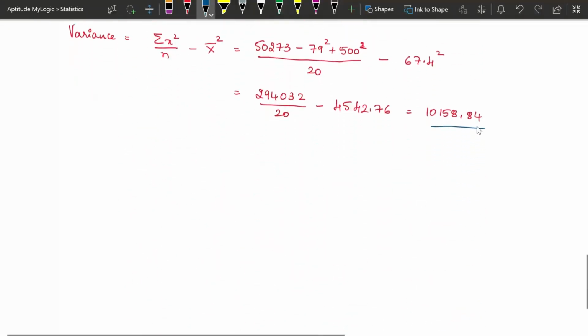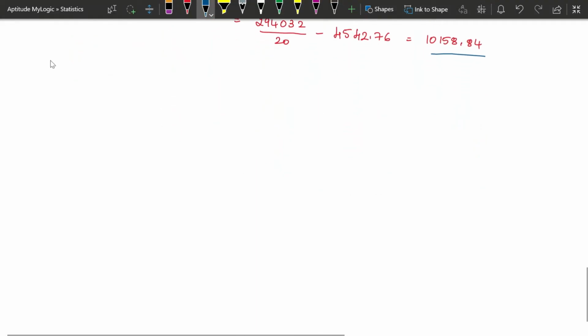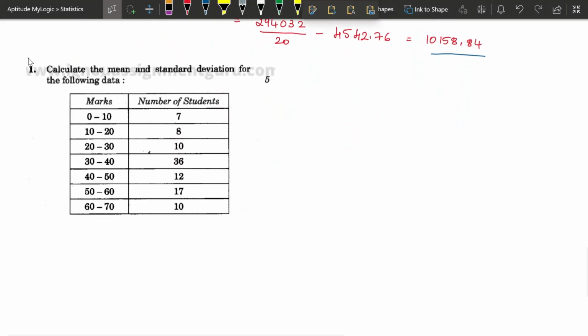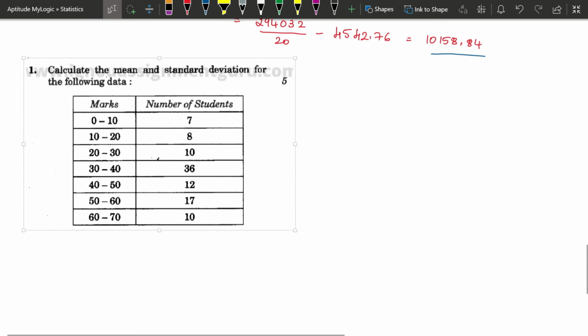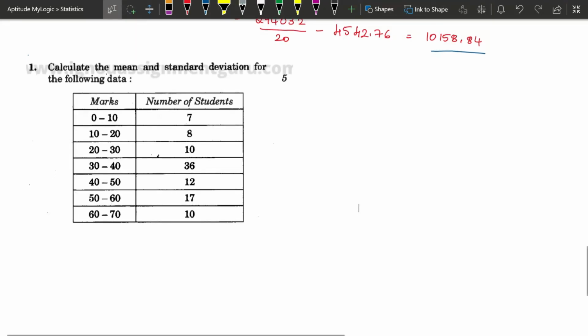Now we will see how to solve a question with grouped data. So here I have mean and standard deviation we are supposed to find for grouped data. Here we have class intervals and frequencies given. So this is class interval and this is frequency. I'll continue here itself.